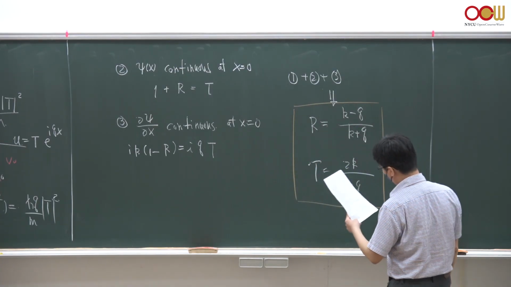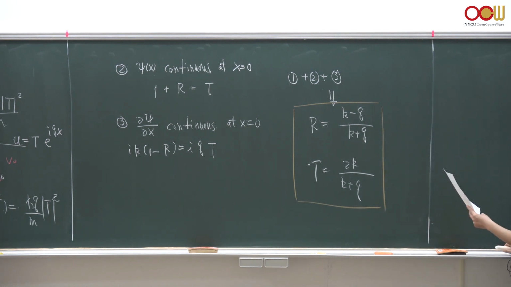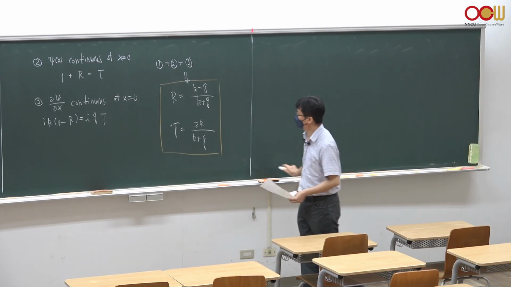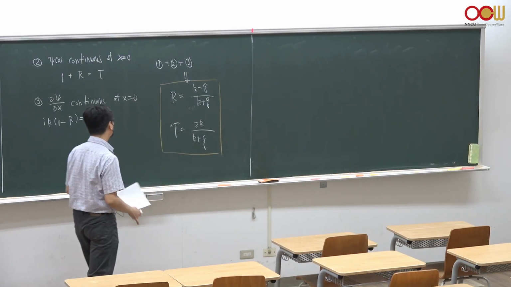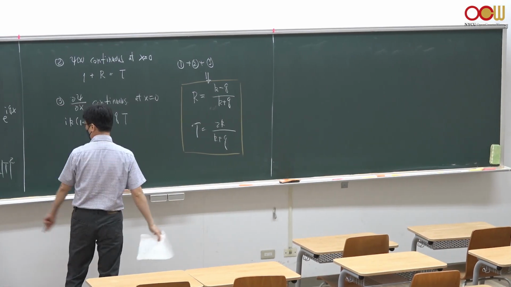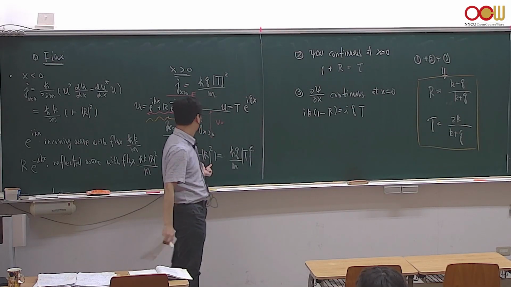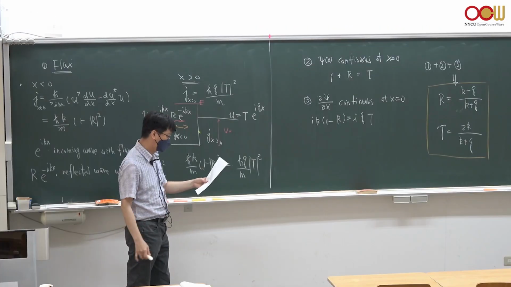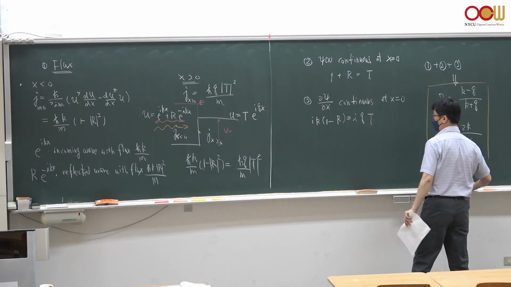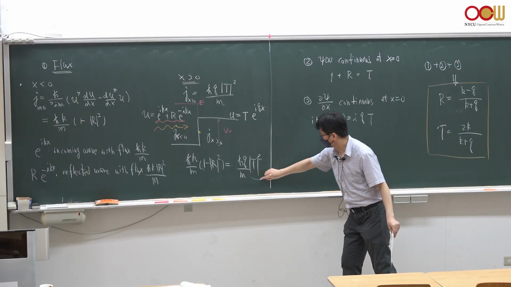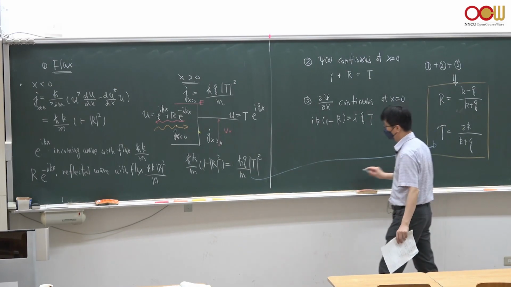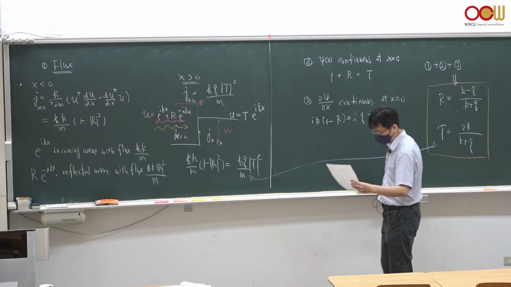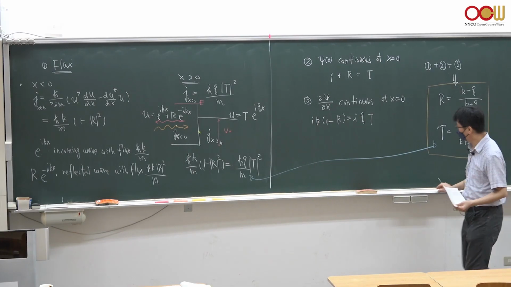and you could check whether they satisfy this flux conservation. You can simply plug in this value of the capital R and capital T back into this flux conservation, and you immediately see that you could satisfy this flux conservation. So the problem is almost solved.